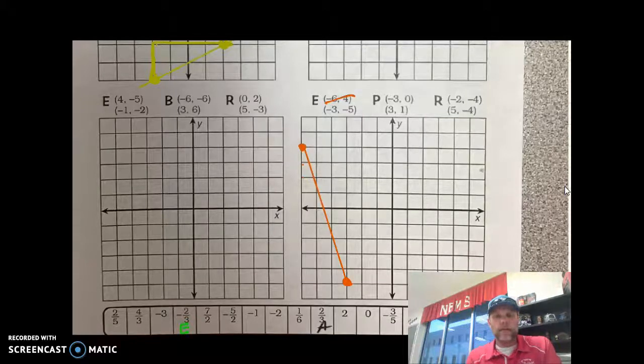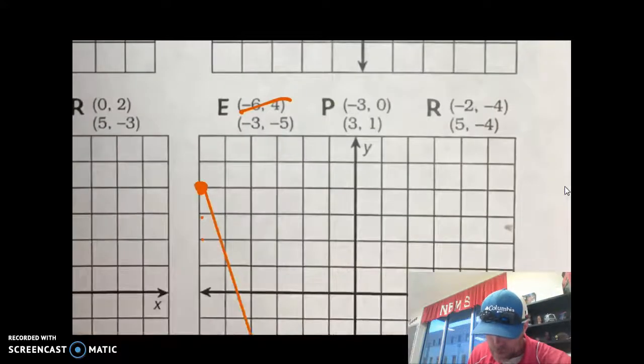First off, is it in a positive or a negative direction? That's definitely negative. It is very, very steep, right? Let's see how much we rise first. So I'm going to start here. I'm going to go all the way down until I get to my other point. How far did I go? 1, 2, 3, 4, 5, 6, 7, 8, 9. So that is 9 down. But remember, it's a negative 9.